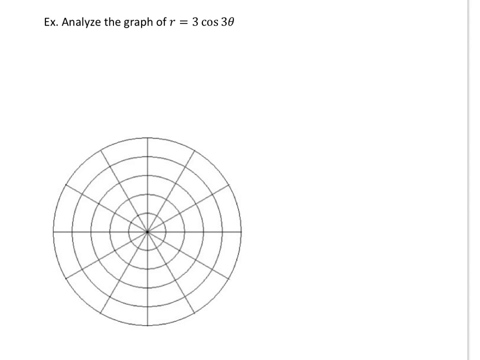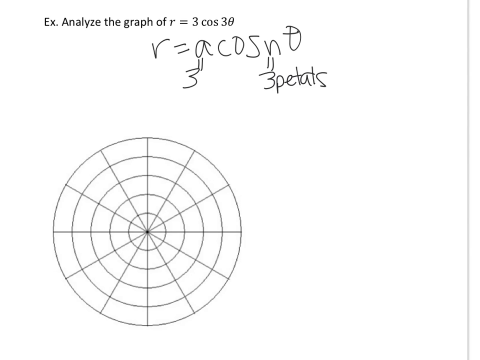Okay, so analyze the graph of 3 cosine 3 theta. If you remember, it's going to be a rose. This matches r equals a cosine n theta. My a is equal to 3. My n is equal to 3. Now what does this mean? When n is odd, I have n petals. N is odd, so I'm going to have 3 petals. And on the drawing, it showed you that they always go out a length of a, so 3 out to the side. Okay, 3 petals, they go out a length of 3.